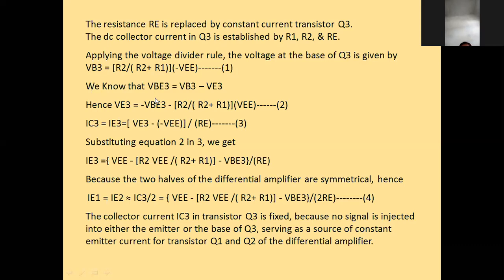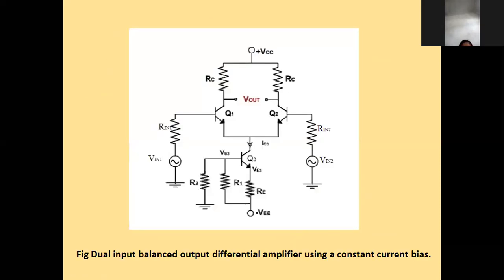Now we know that VBE3 is equal to VB3 minus VE3. This VBE3 is nothing but VB3 minus VE3. Here also we have a voltage. The difference between VB3 and VE3 is nothing but VBE3. We can clearly observe this from the circuit.